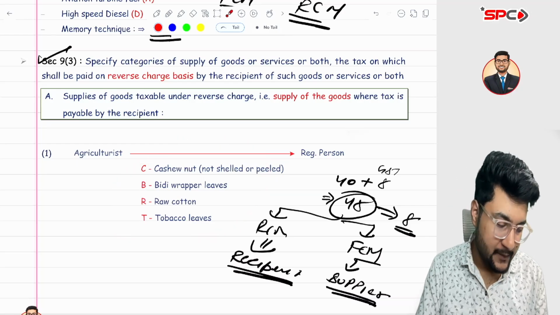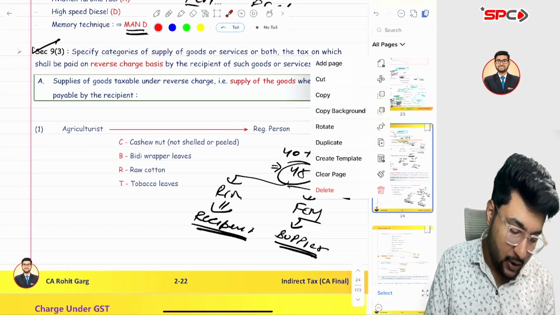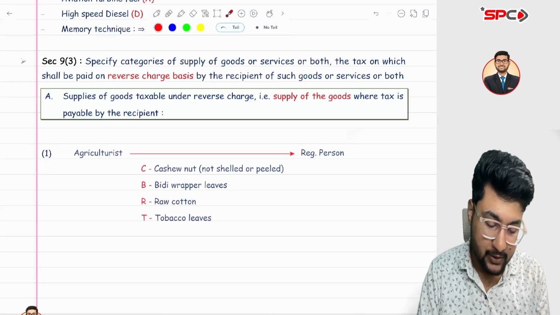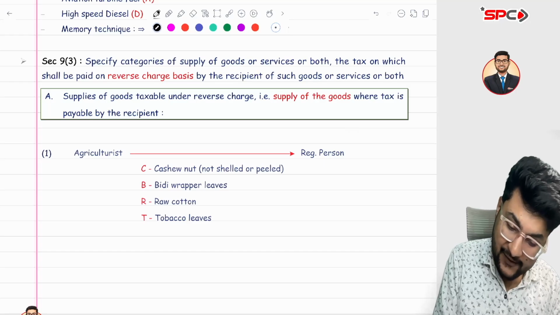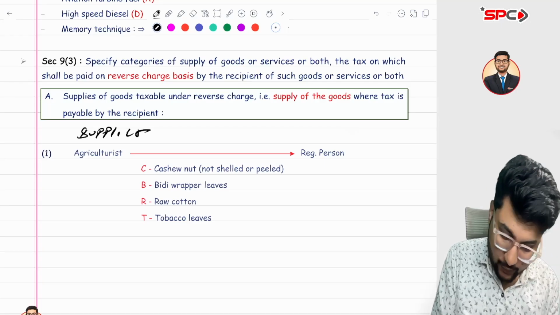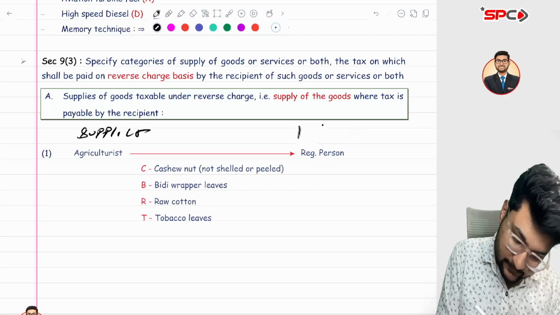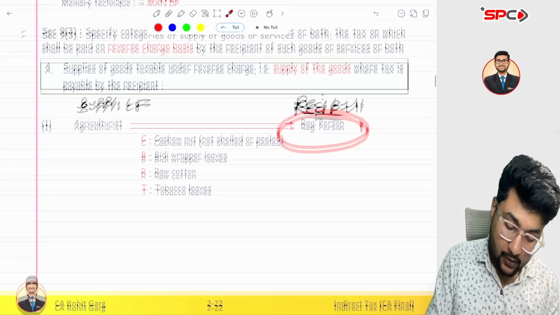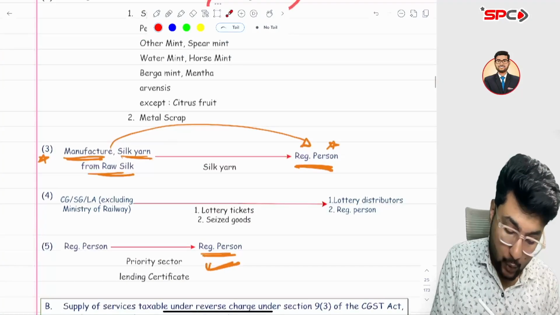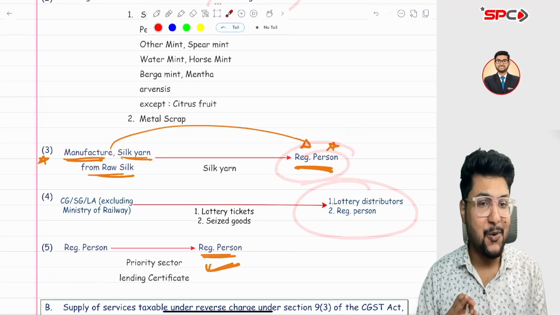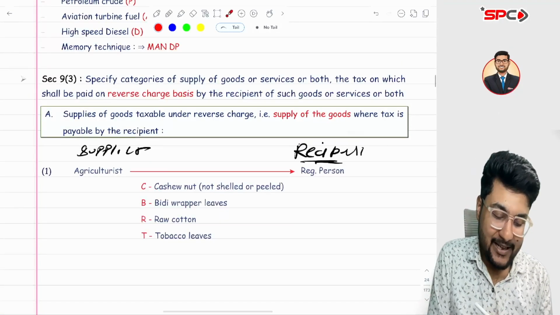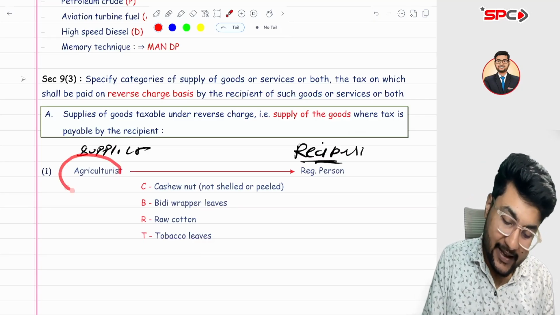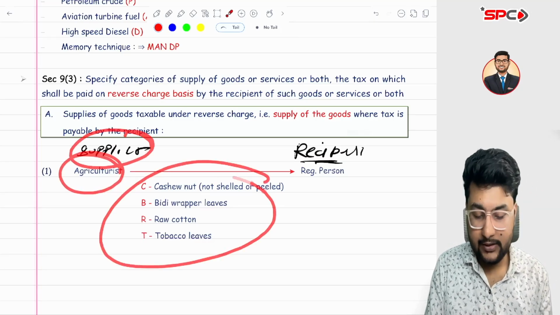Okay, now clear? Now, let's start with goods. It is very, very easy. I will give you a memory technique. On the left hand side is the supplier, and on the right side is the recipient, right? If you see the recipient column, all are registered persons. So one problem is already solved. On the recipient side, there is always a registered person. The only things we have to remember are the supplier and goods.